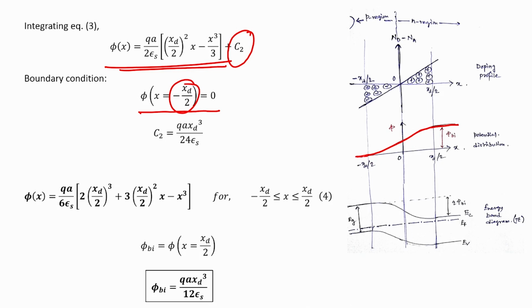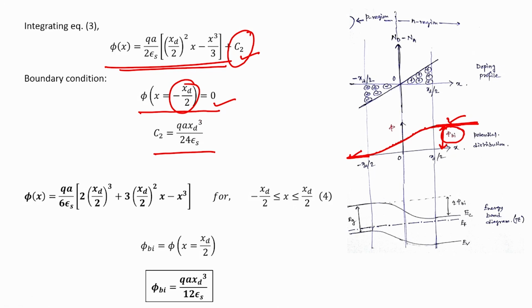We can consider that this is your reference level. With respect to the reference level, the potential at this point, this constant potential here, is termed as the built-in potential phi bi. So we can consider this as a reference level, that is why we have kept phi at x equal to minus xd by 2 equal to 0. That is the first boundary condition, and the only boundary condition we need to solve this expression, because there is only a single integration constant. So if you plug in that number here, you will find C2 is equal to q A xd cube by 24 epsilon s.